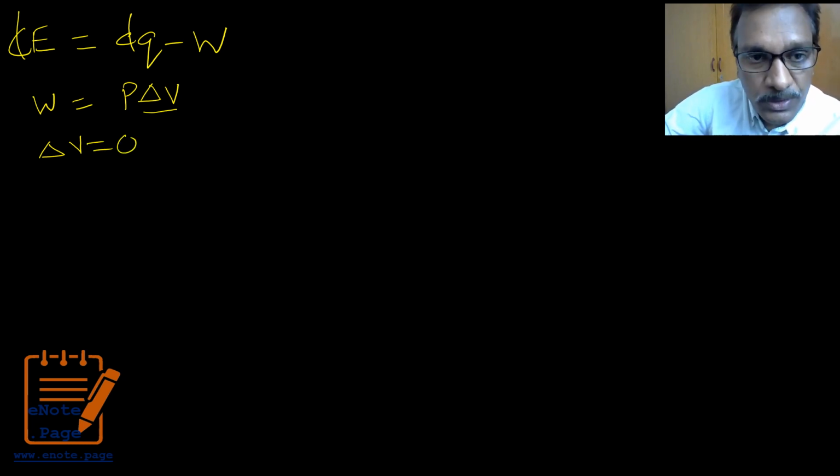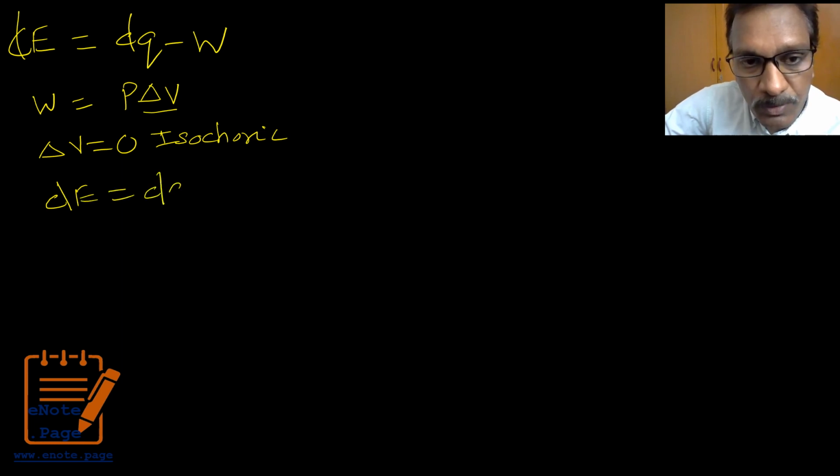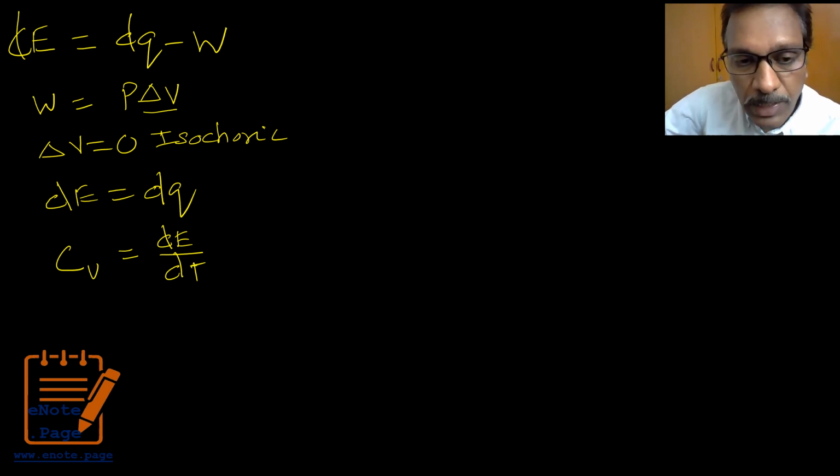So this is an isochoric process. So for the isochoric process, delta V is equal to 0. So now the equation becomes dE is equal to dQ. And we know that the heat capacity at a constant volume, CV, is equal to dE by dT. This is the relation. Therefore, the value of dE, that is the change in the internal energy, is equal to CV, heat capacity at a constant volume, into dT.